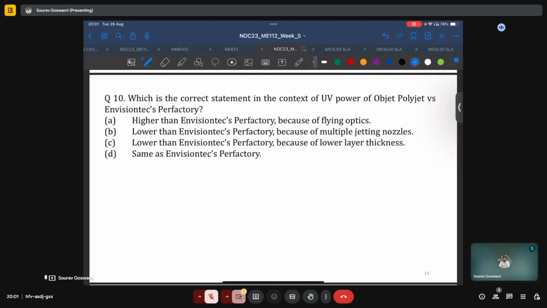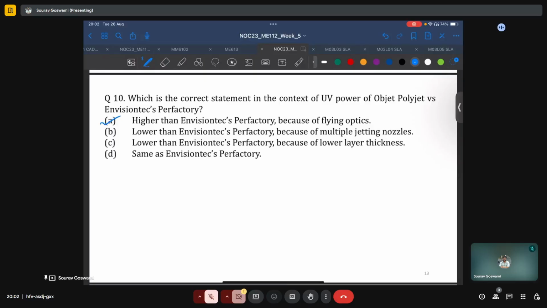Now, in Objet PolyJet, we used flying optics where the material was deposited by a jetting head, and the UV curing system mounted on the deposition head itself cured this material almost instantaneously by passing over it. Since the time available for this curing step was very small, we require a higher UV power. Thus, it is expected to be higher than EnvisionTEC Perfactory.